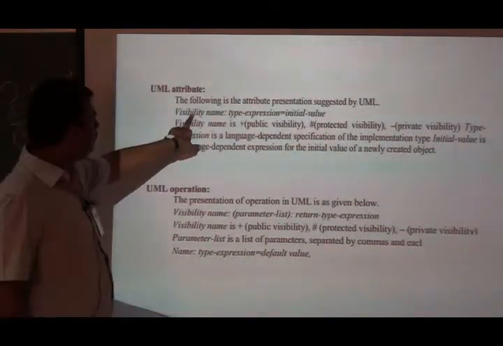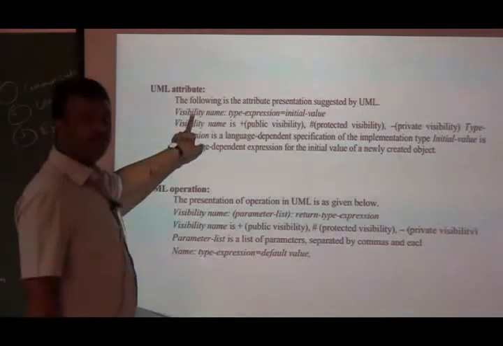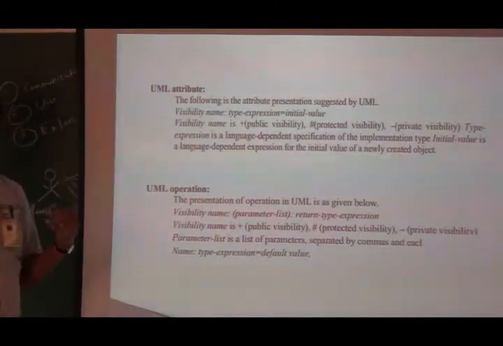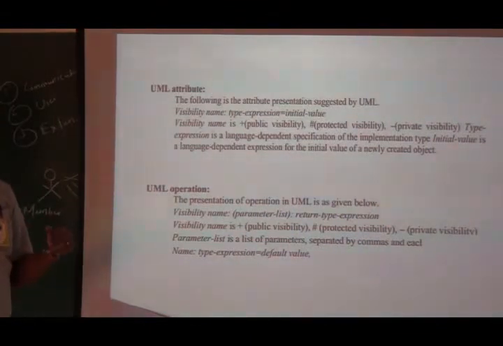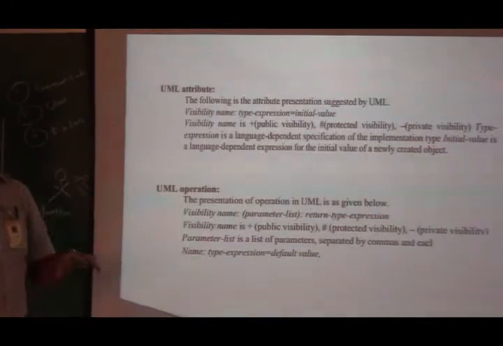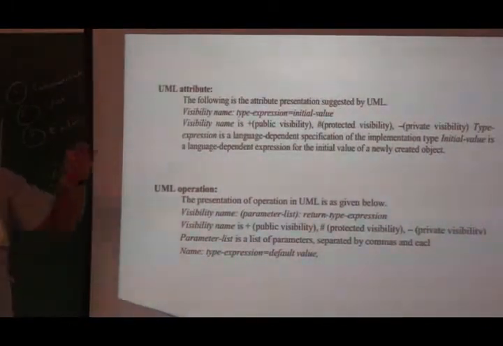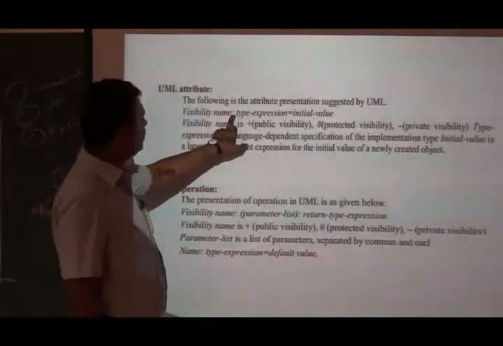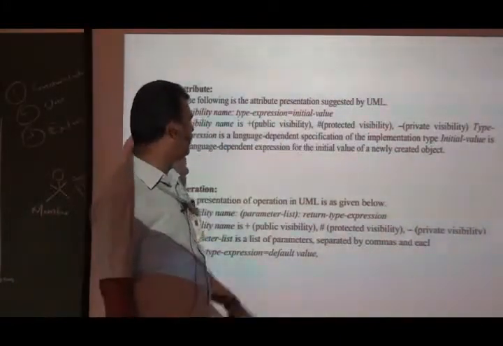The visibility name means it can be private visibility, public visibility or protected visibility. What do we mean by private? Private members can be used only within the class. Public members can be used anywhere. Protected members can be used only within the class and its immediate subclasses. Then the visibility name, the type expression equals the initial value.